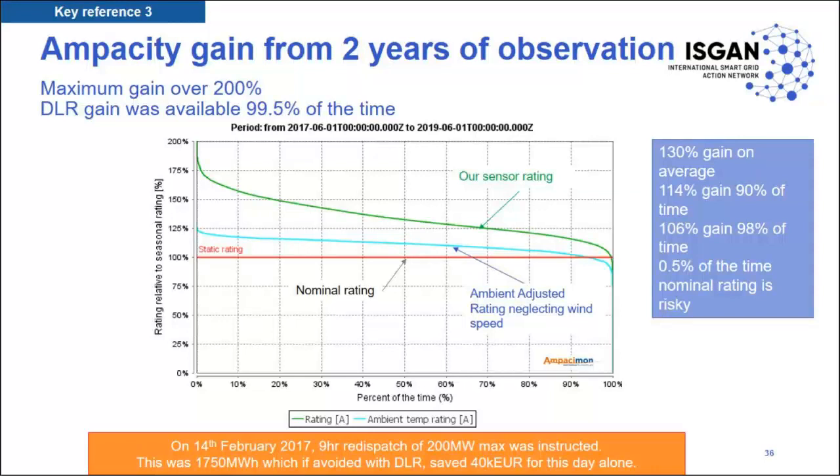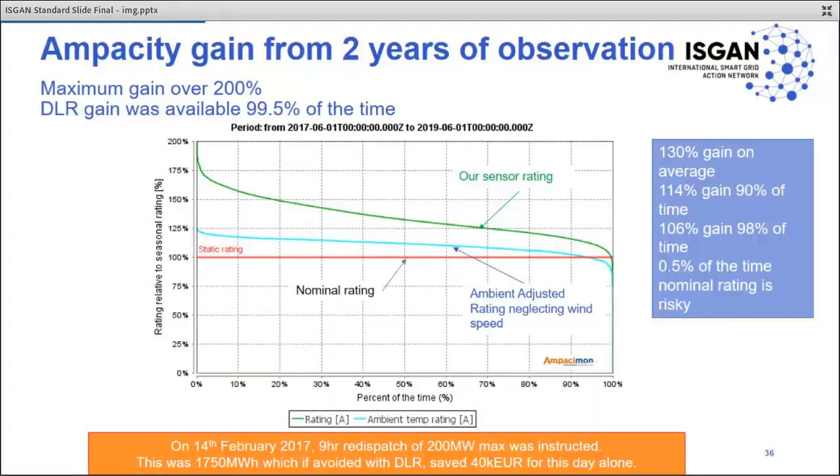The redispatch information can be seen on the German grid transparency platform called Netztransparenz on the web. For example, let's take 14th of February 2017. The Neugas power plant at the north of the Ost line was instructed to reduce its output by 200 megawatts from 7 a.m. to 4 p.m. This totaled 1,750 megawatt hours of reduction in production in that day.